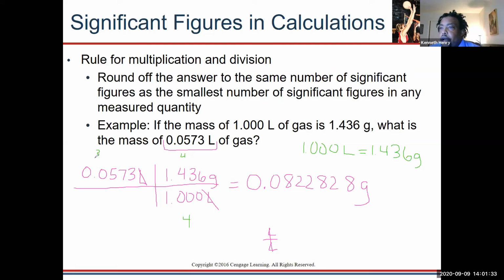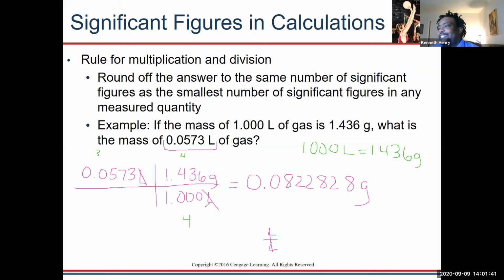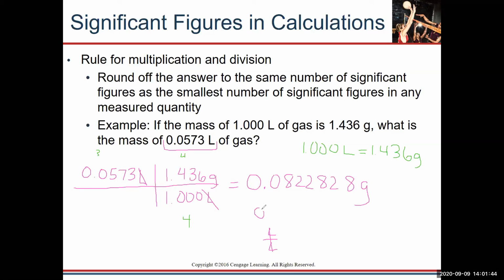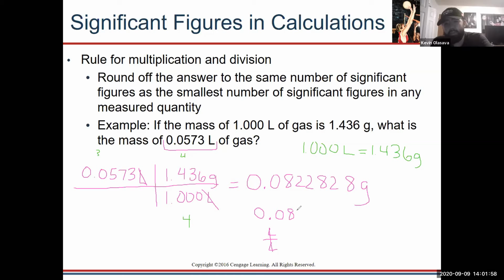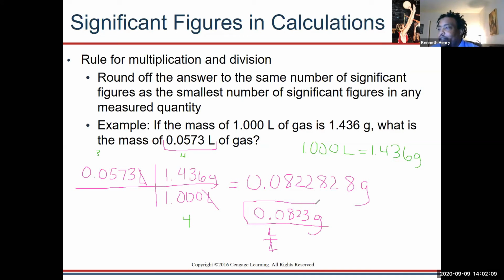Okay, so how many sig figs should my answer have? 3, because 3 is the smallest, yes? Yes. Okay, so my answer should be 0.0823. That's correct. So that would be 3 sig figs, grams. Thank you for units, because that would be a minus a point. Okay, piece of cake?